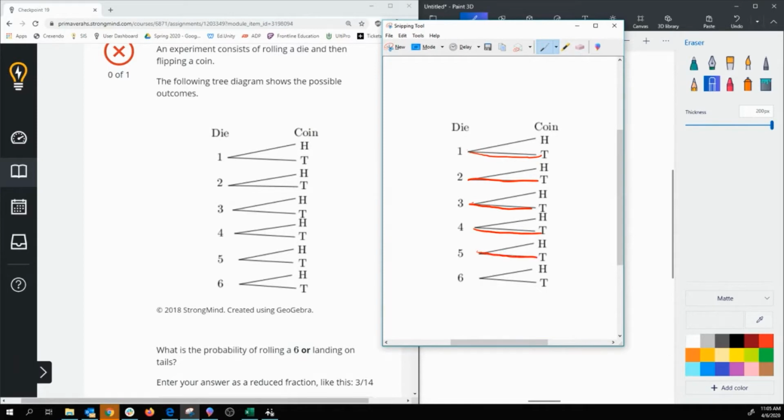Now, if I were to roll a 6 first, I'm automatically in the clear because that was the first condition I had, right? Rolling a 6. So even if I roll a heads afterwards, that's okay because I've rolled my 6. And if I roll a 6 and flip tails, that's even better because that's doing both. But I don't necessarily have to. I just need to have at least one or the other. So what I'm highlighting here are all the possible outcomes that work for the probability question we're being asked, right? I need to either roll a number 6 or land on tails.